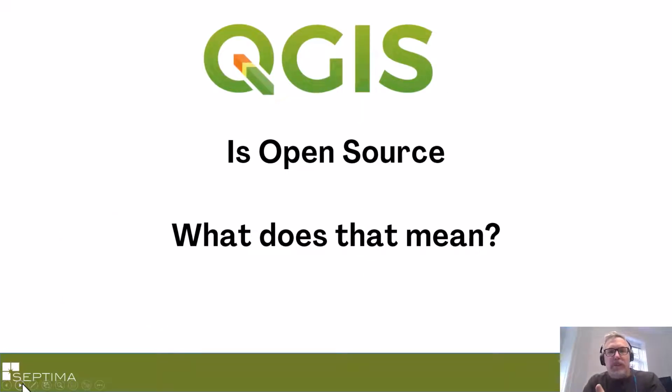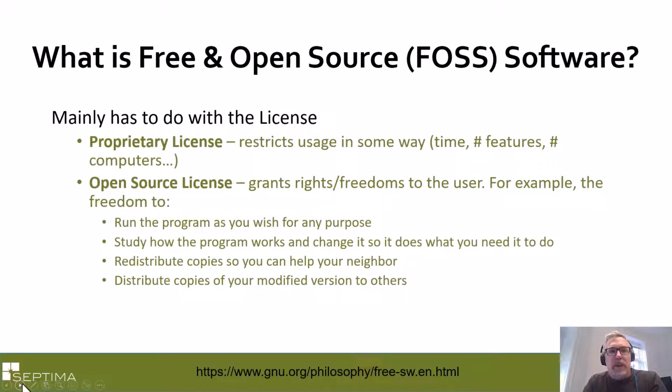So QGIS is open source, and what does that mean? Well, mainly it has to do with the software license. So a proprietary software such as Microsoft PowerPoint has a license that restricts your usage in some way. So this might be the time the software will operate, the number of features you have access to, the number of computers you can install it on, etc. An open source software such as QGIS also has a software license, but it flips that upside down and grants you rights and freedoms as an end user.